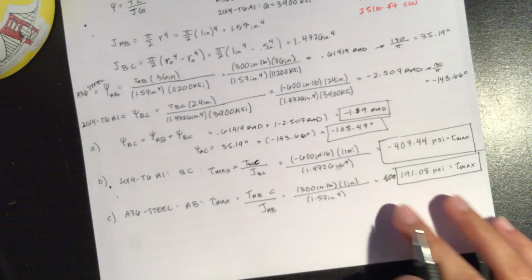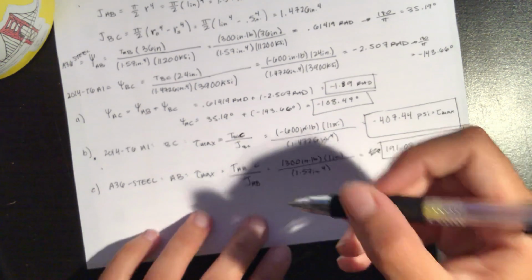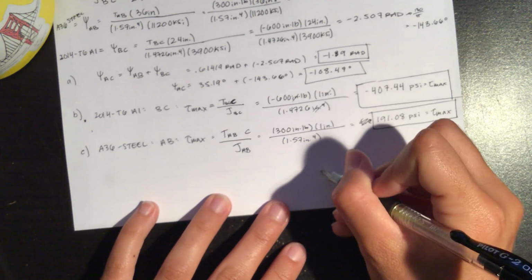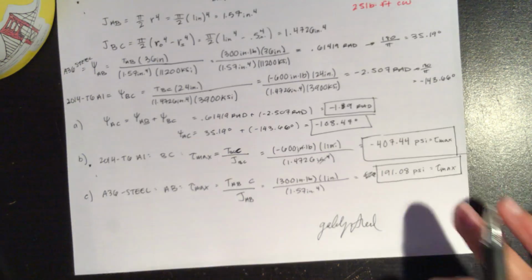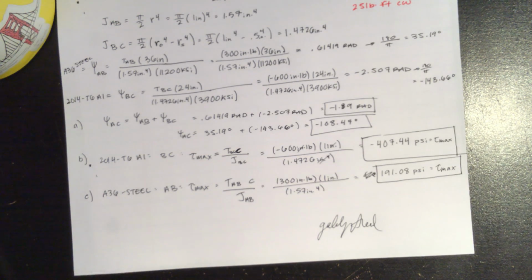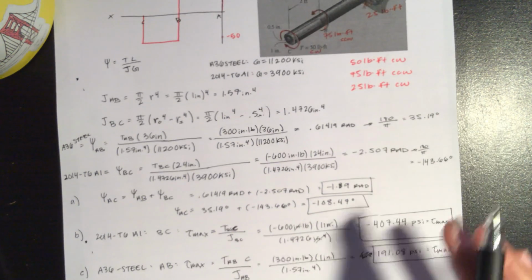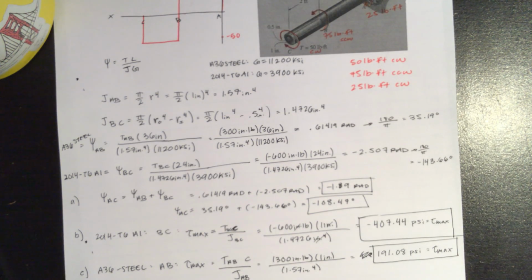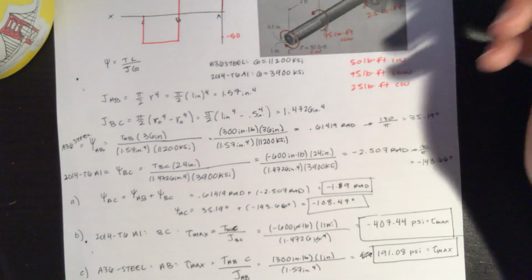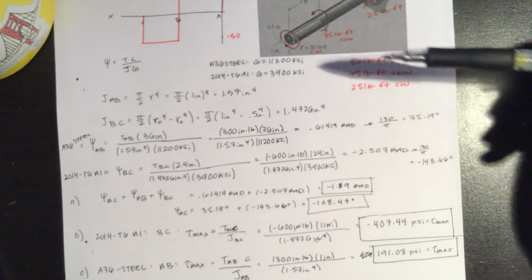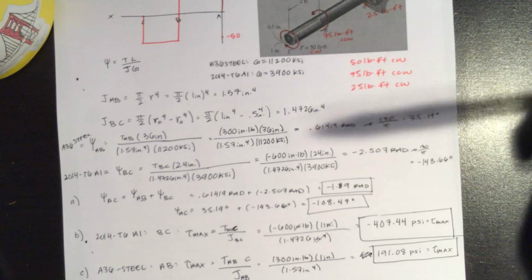Okay, so here is my signature for this problem. I'm just going to go over it one more time really quickly. Pretty much what we've solved for in this problem is we've found the twist angle of C relative to the fixed end, the maximum shear stress of aluminum, and the max shear stress in the steel.